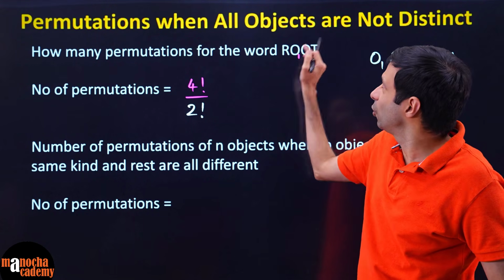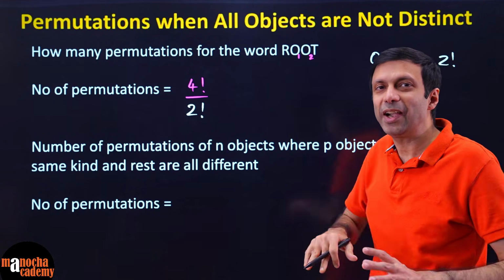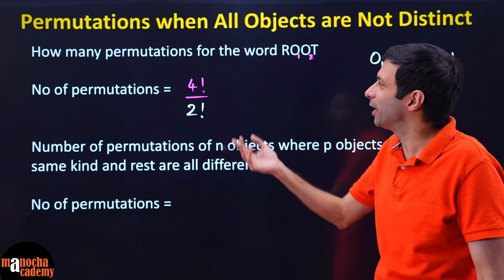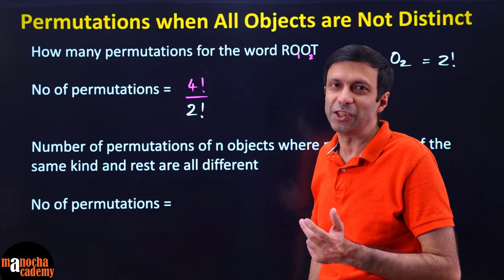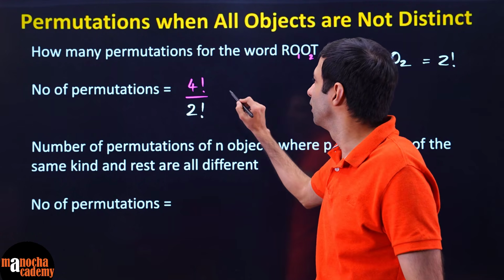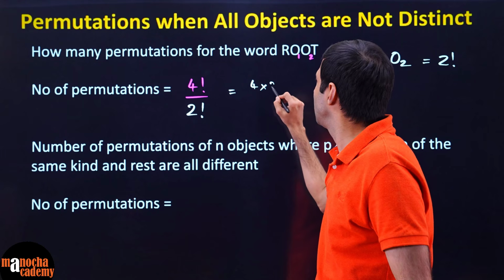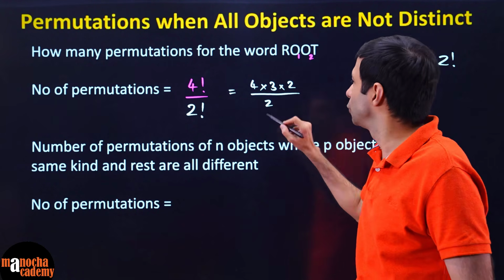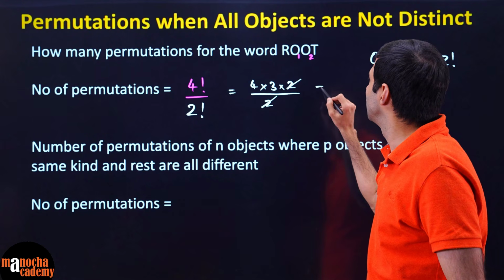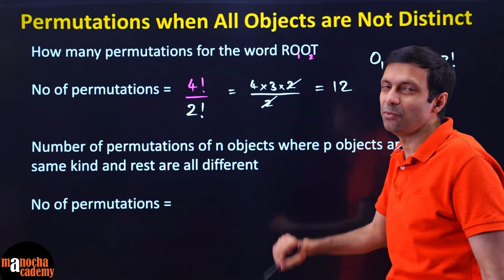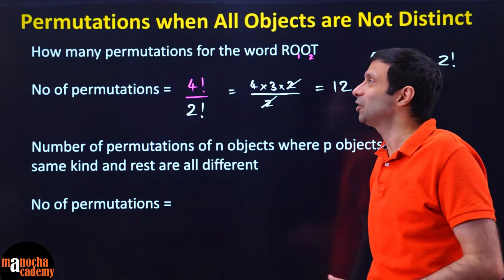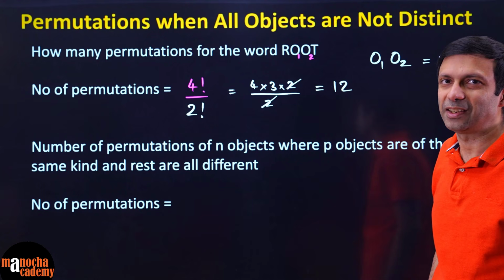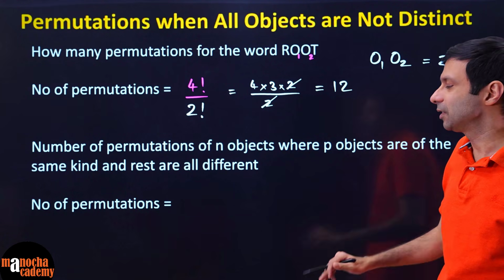It's going to be 4 factorial for the 4 letters divided by, since you have this kind of repeated letter, so O1 and O2 are actually the same letter. So we are going to divide by those permutations. So the final answer is going to be 4 times 3 times 2 times 1, right? And this is 2 times 1, which is 2. So 2 and 2 will cancel. So the answer is 12. So this is a very interesting case where all the letters here are not distinct. So now let's generalize this.